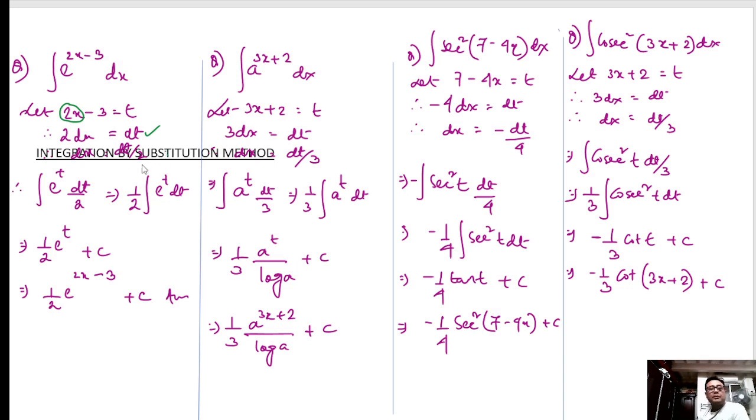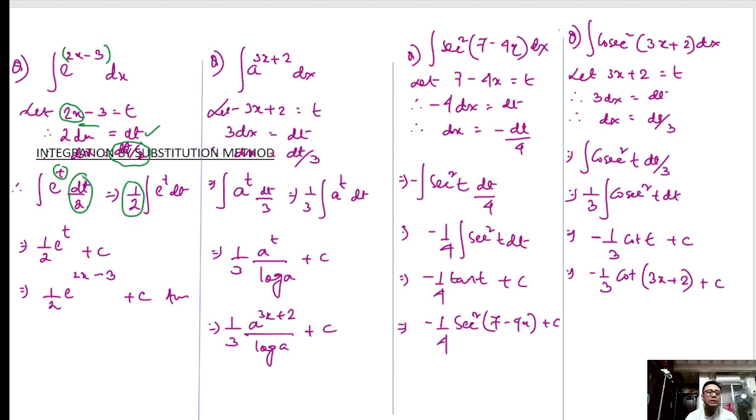So what we are doing here is differentiating this part. 2x gives 2 dx, minus 3 gives 0, and t gives dt. So dx will be how much? dx will be dt by 2. Now, in place of 2x minus 3 I put t, and dx becomes dt by 2, so this half goes out.